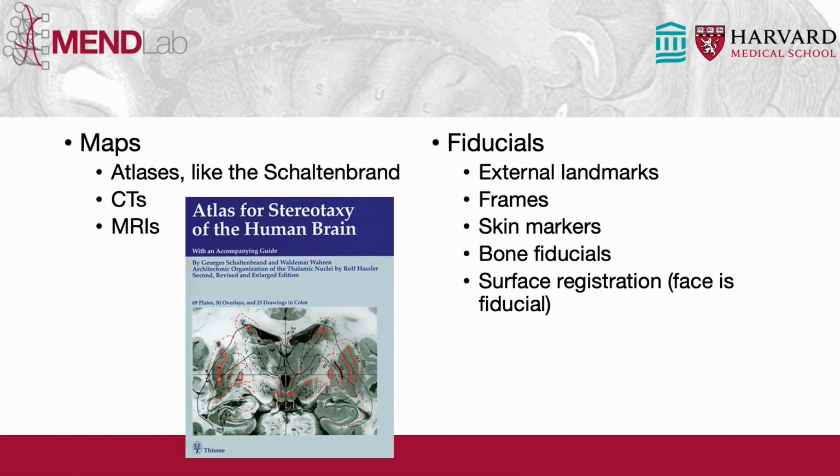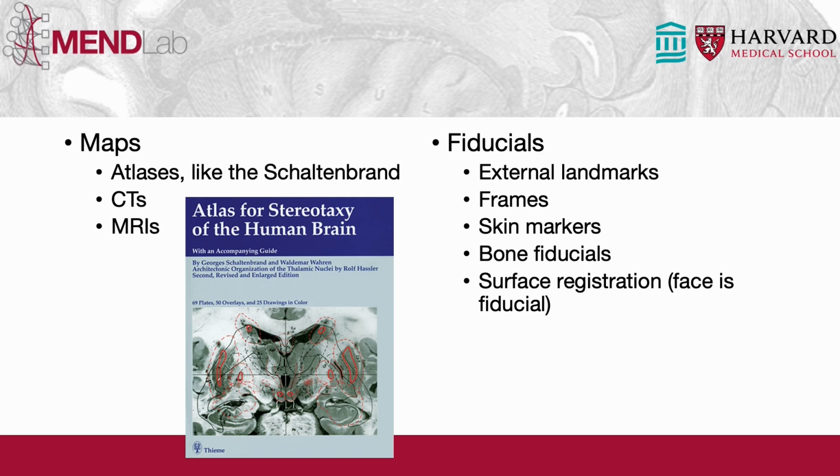The maps we use in functional neurosurgery are typically things like atlases, the most famous probably being the Schaltenbrand-Wahren Atlas, which used a few cadavers to take slices of the brain and then delineate important structures on them. But also things like CT scans or MRIs, which again have coordinates that you can look on. Those are either the DICOM coordinates or coordinates that are related to landmarks you can see, like the anterior or posterior commissures.